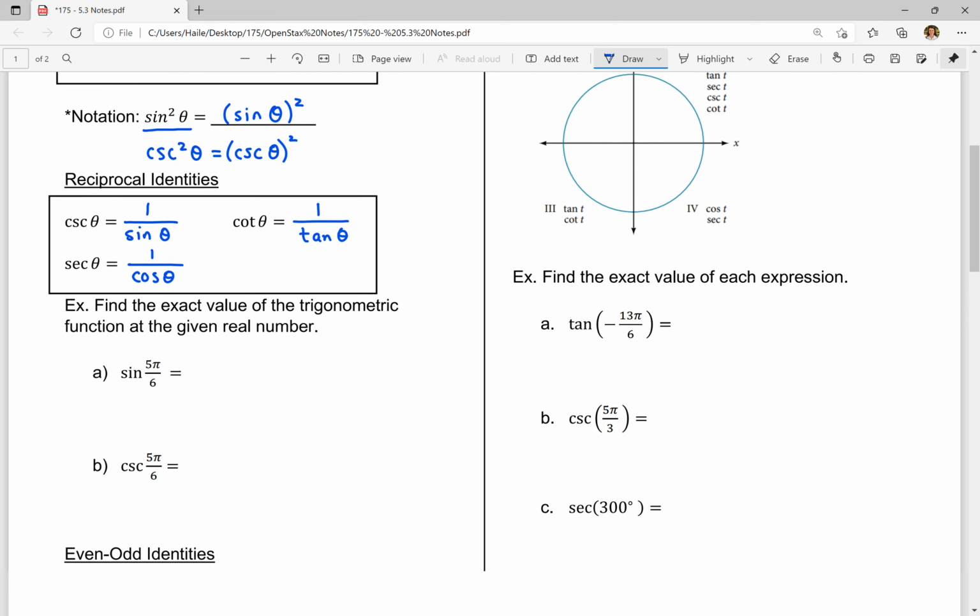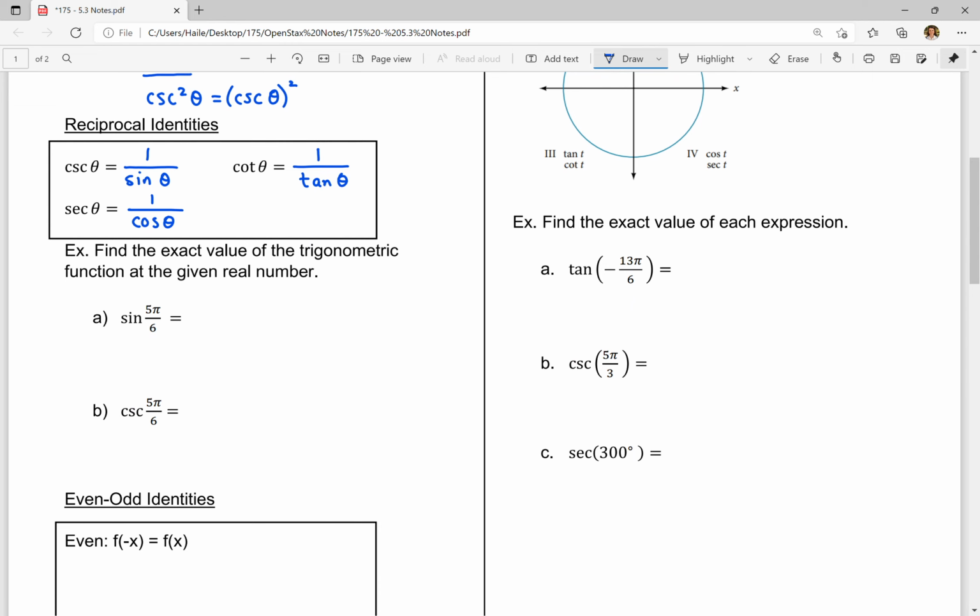So we're going to practice. We're going to find the exact value. Remember, exact value is a specific set of directions of the trigonometric function at the given real number. So we're going to practice first with something we did in 5.2.